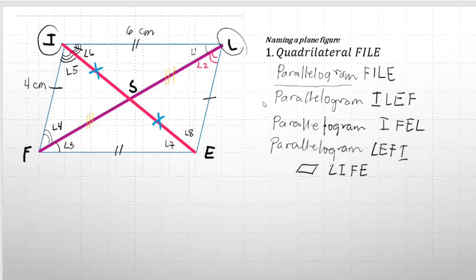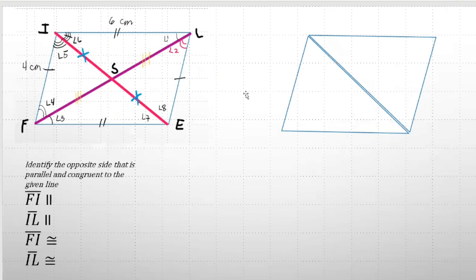Okay, since now we know how to name our quadrilateral, now let's proceed with the congruency and parallelism of the opposite sides. So here, we are going to identify the opposite sides that are parallel and also congruent to the given line. If you're going to recall the symbols that we have: the parallel symbol, the congruent symbol, and of course the line or line segment symbol. So always remember when to use the symbols that we need.